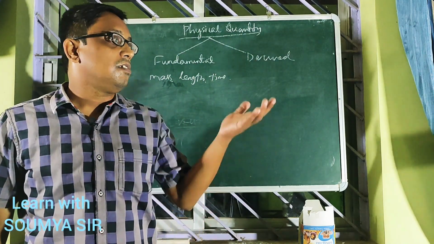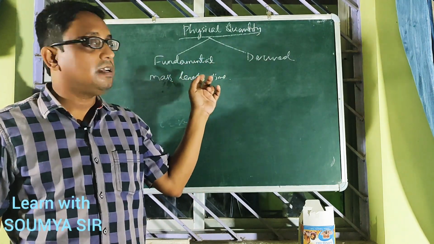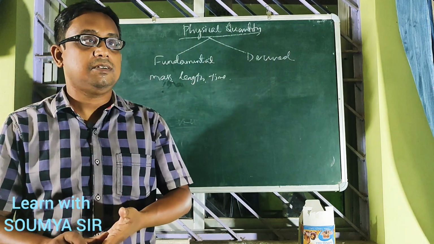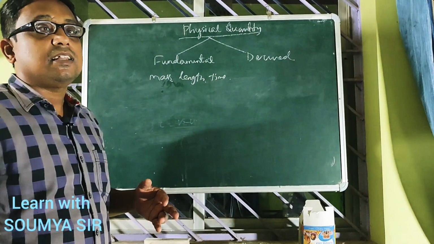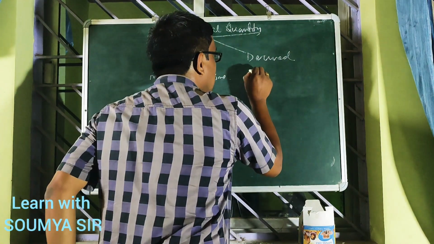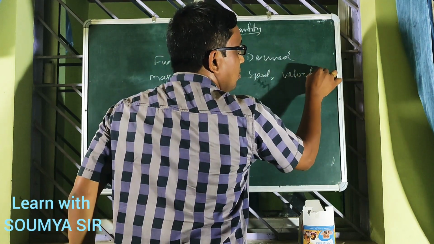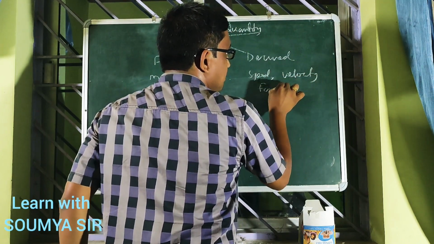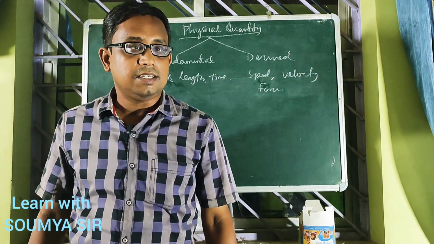We cannot derive these three quantities from any other quantity. And derived quantities are those derived from these, like speed, velocity, force, like that. These are the derived quantities.